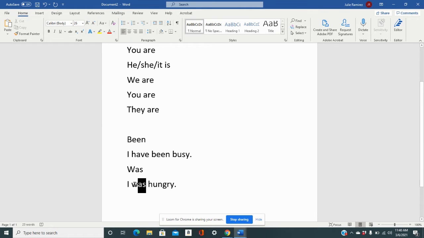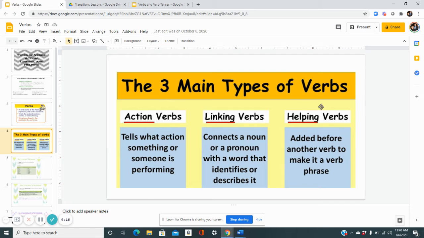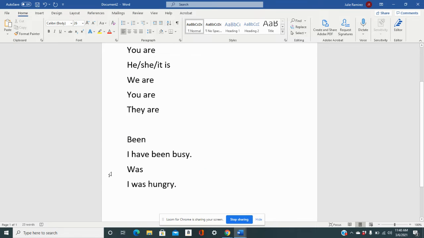So, like if you look at this sentence right here, I was hungry. It's connecting the subject I to what I am feeling. It's describing me. So then we have helping verbs. Helping verbs are added before another verb, and it makes it a verb phrase. So in the one that I just showed you, I have been busy. Have is a helping verb. It's connecting been. So it's giving you a timing of something.